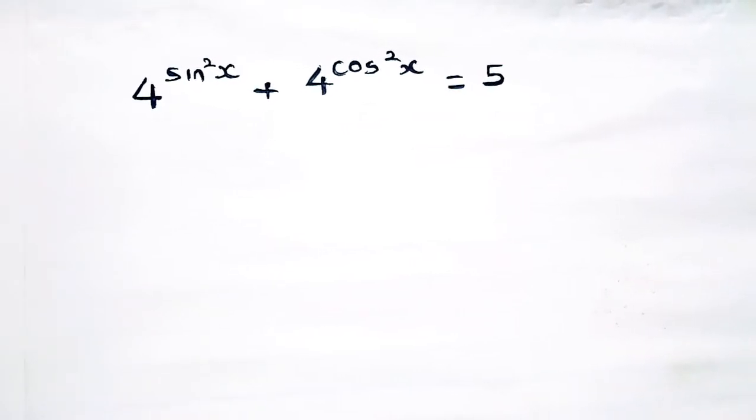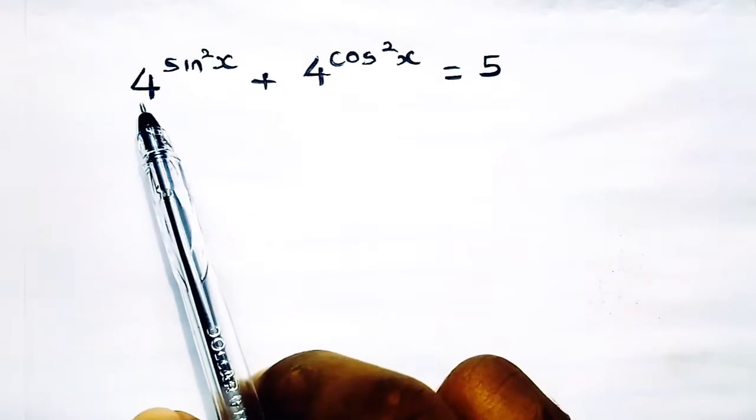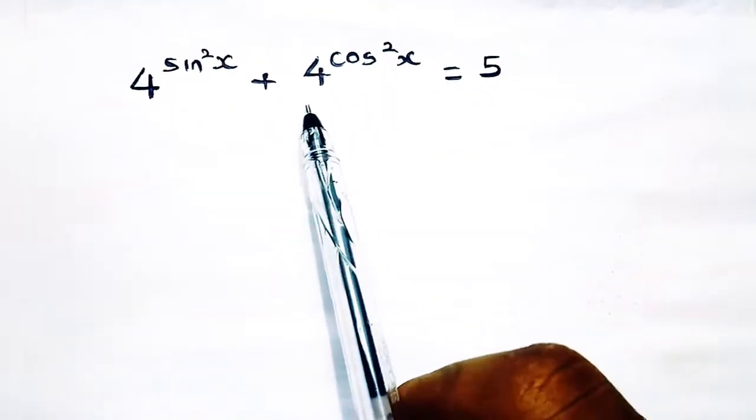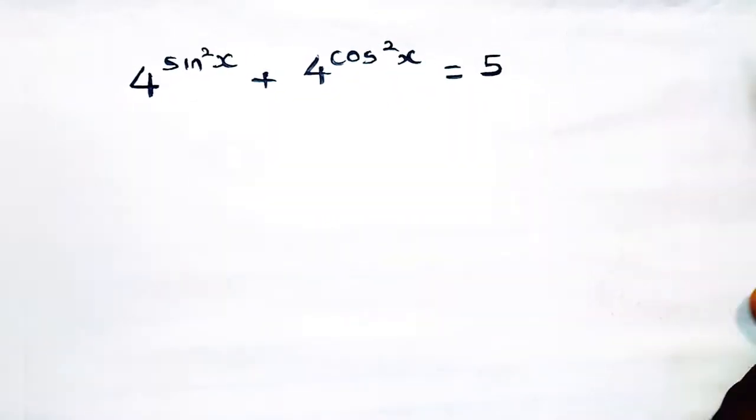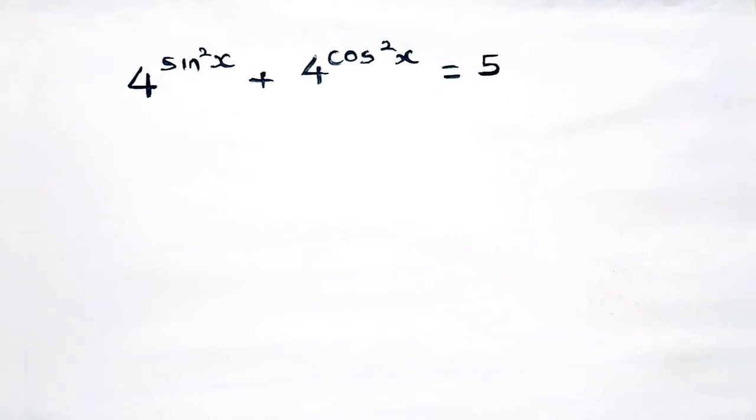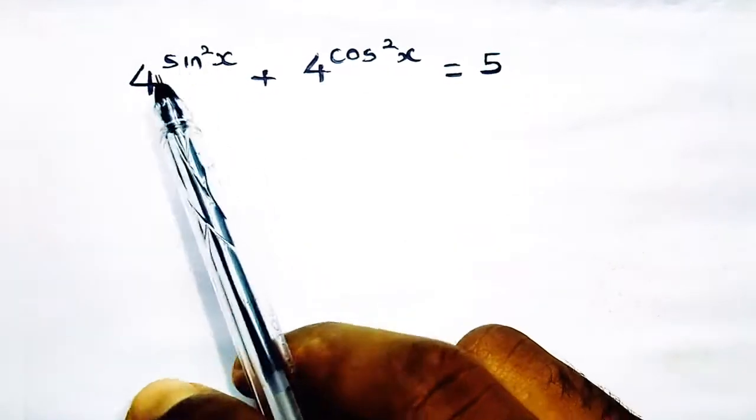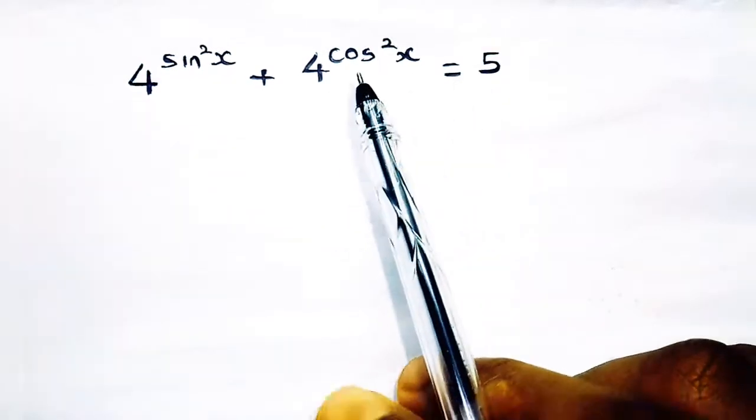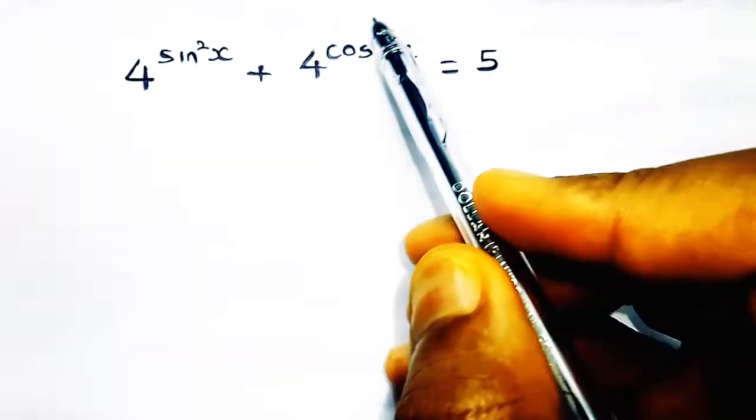So we have 4 raised to the power sine square x plus 4 raised to the power cos square x equals 5. So definitely we have to get the value of x. Now how are we going to solve this question? First we're seeing a trigonometric function here, which is sine square x, and we're also seeing a trigonometric function which is cos square x.